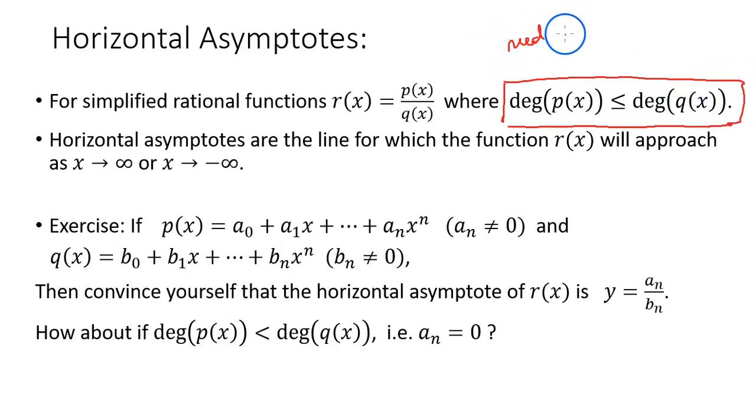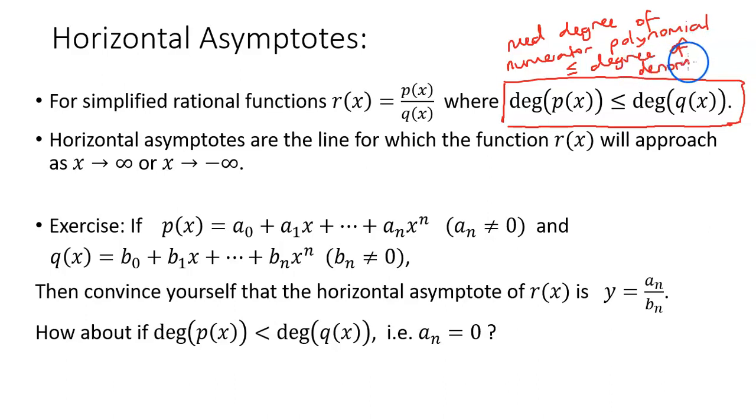We need the degree of the numerator polynomial to be less than or equal to the degree of the denominator polynomial. So the one on the top needs to have degree less than or equal to the one on the bottom before we can get a horizontal asymptote. Okay, so now that we got that clear, let's continue.